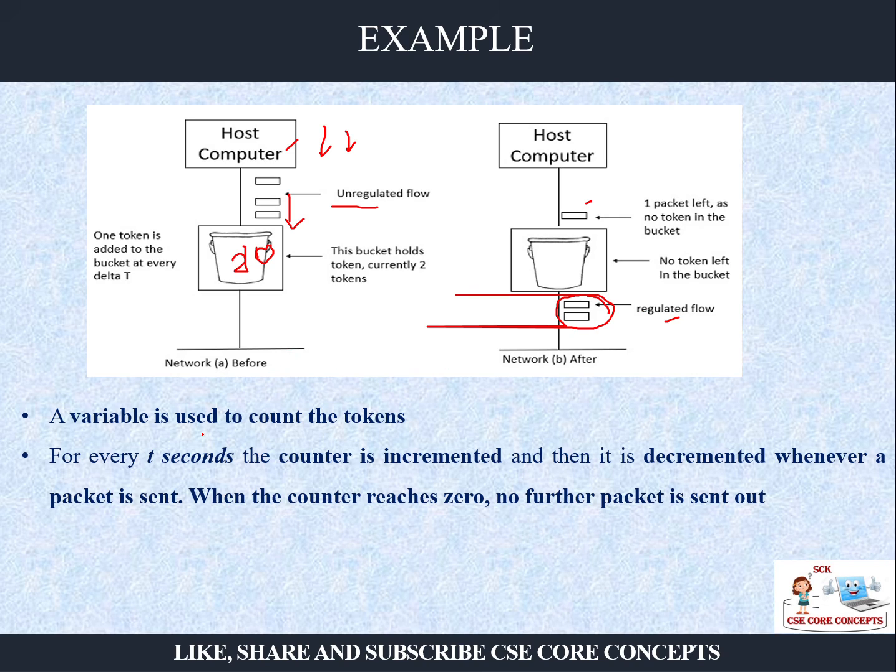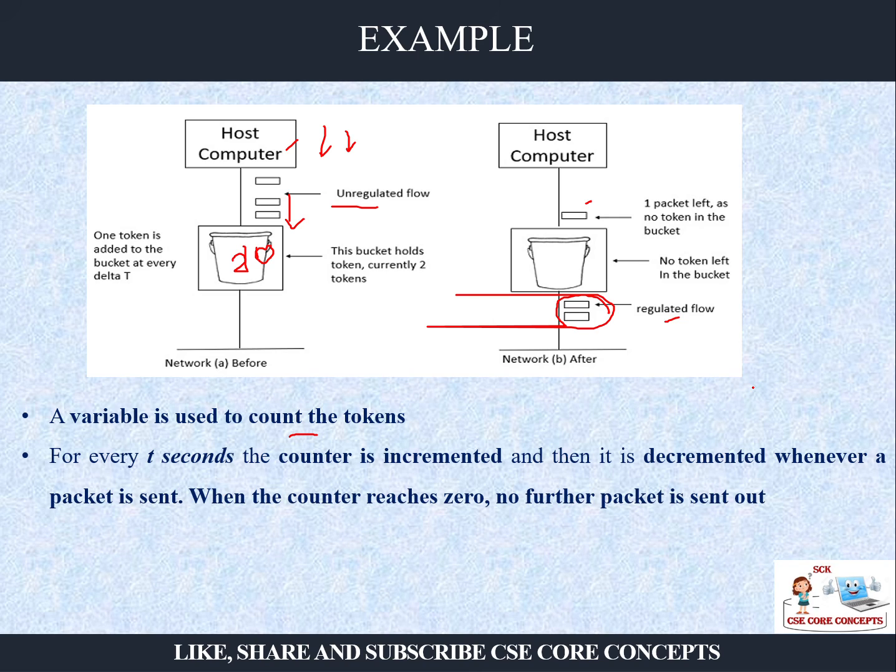So we keep a variable here to count the number of tokens. And every t seconds, the counter is incremented. If you want to simulate or write a program for this type of algorithm, what you need to do is that after every t seconds, you can increment your token counter by 1, 2, whatever.